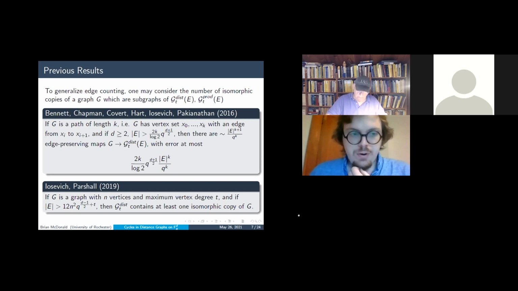Another example to point out is, let's say that G is a complete graph on n vertices. In that case, t equals n minus 1. And so then this gives a meaningful result once d passes the threshold of 2n minus 3. Okay.